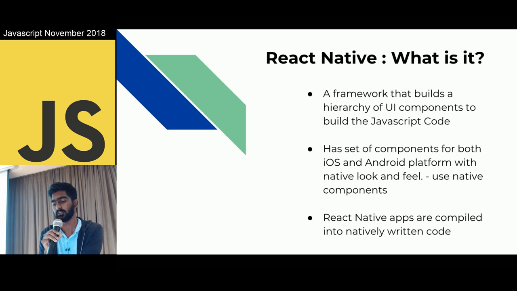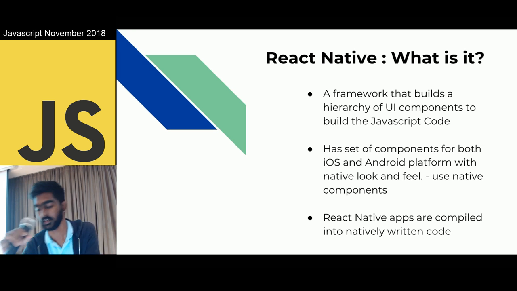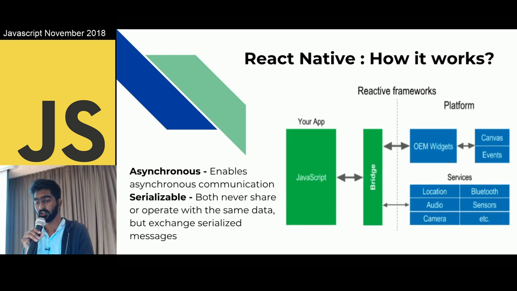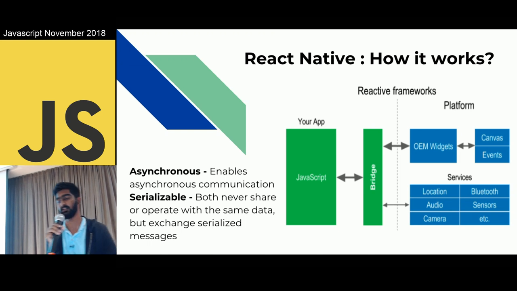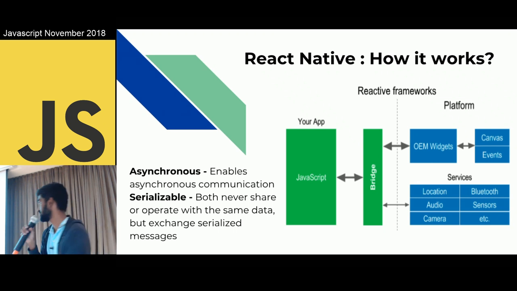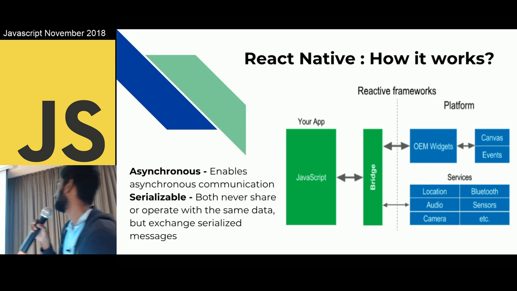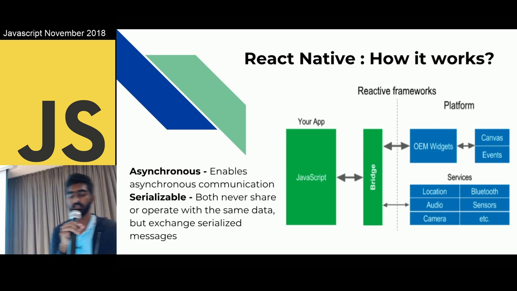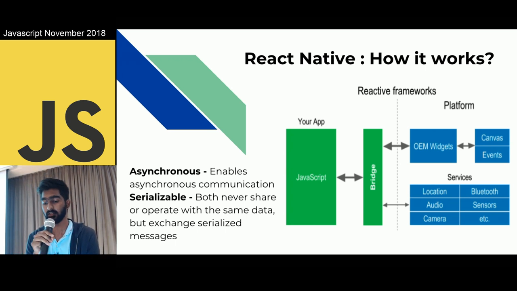React Native apps are compiled to native code, so compilation is happening there. But is it really fast? Are you feeling the performance? How React Native works is similar to Flutter's reactive frameworks. You have a bridge in the middle, between the JavaScript code and the platform, for the events and the canvas on the front end part. The bridge is asynchronous, so it enables the communication, and it's serializable. It's always communicating here and there, but how efficient is it? How is the performance, is it really good or not?